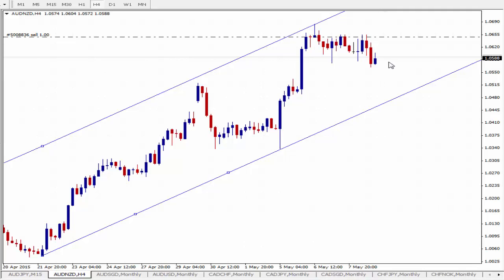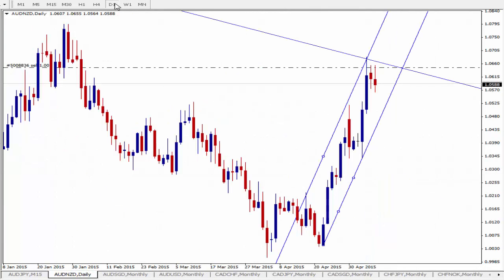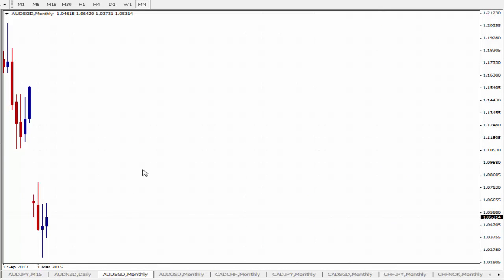But yes, I would get involved in this one. Pretty low lot size relative to my equity, and ride it out. I'm pretty sure that if you ride that one out, you've got yourself a long-term trend. It could be beneficial, so I'll keep that one open. Let's move on to the next one.